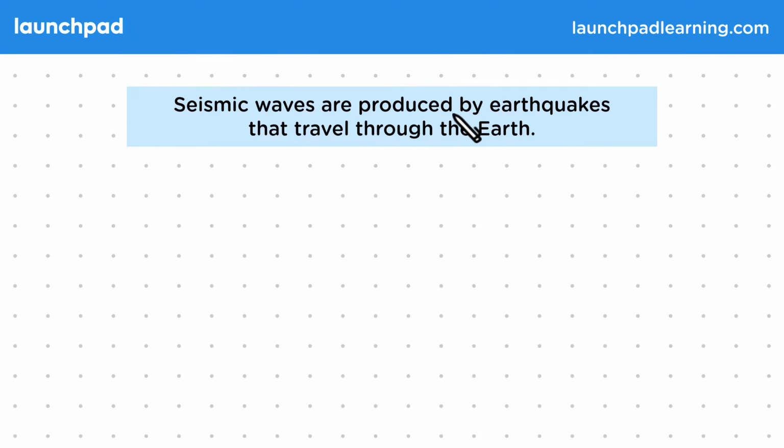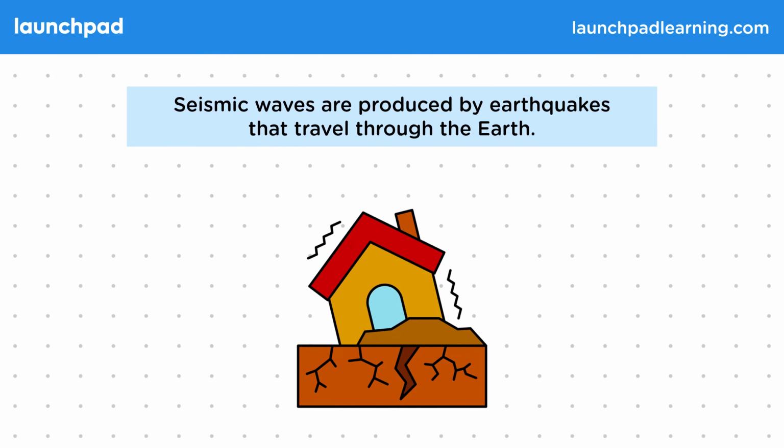Seismic waves are produced by earthquakes that travel through the Earth. Here the word seismic just means to do with earthquakes or vibrations in the Earth. Here's an image of an earthquake happening.